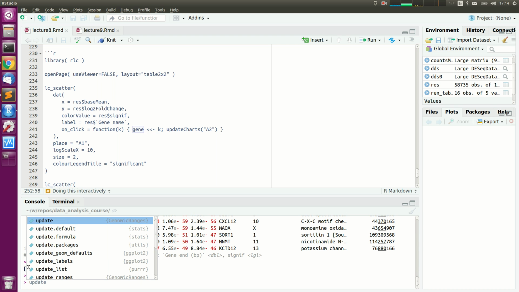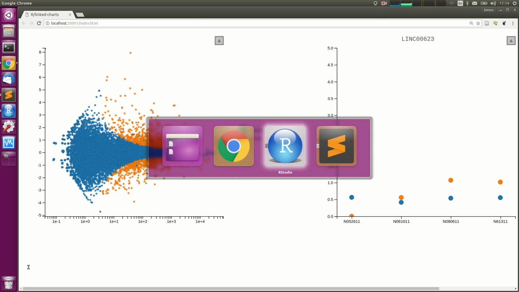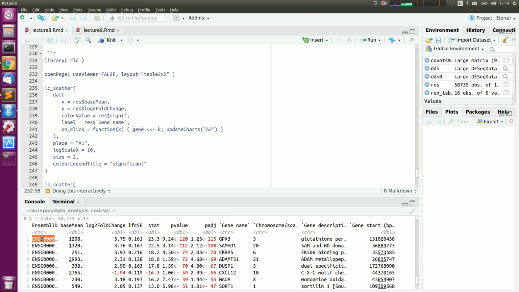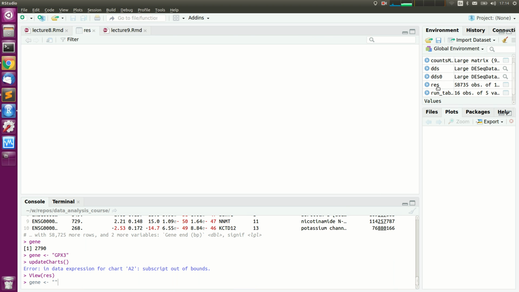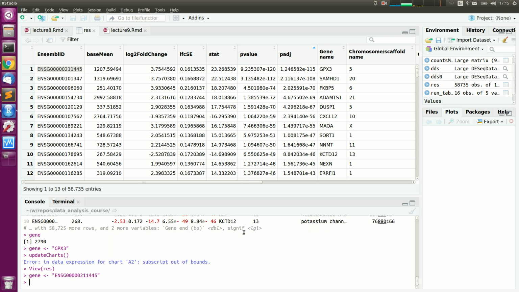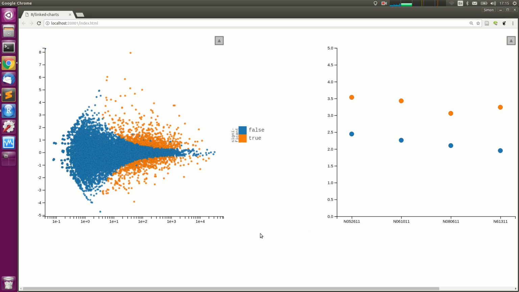And if I say update charts, subscripts out of bound. It complained because my row names are not the gene names, but these things here, the Ensembl IDs. How do I get there? Where's P adjust? Here it is. So this is our top gene, the most strongly changing gene, which goes up here. Oh, it hasn't even shown us a number.